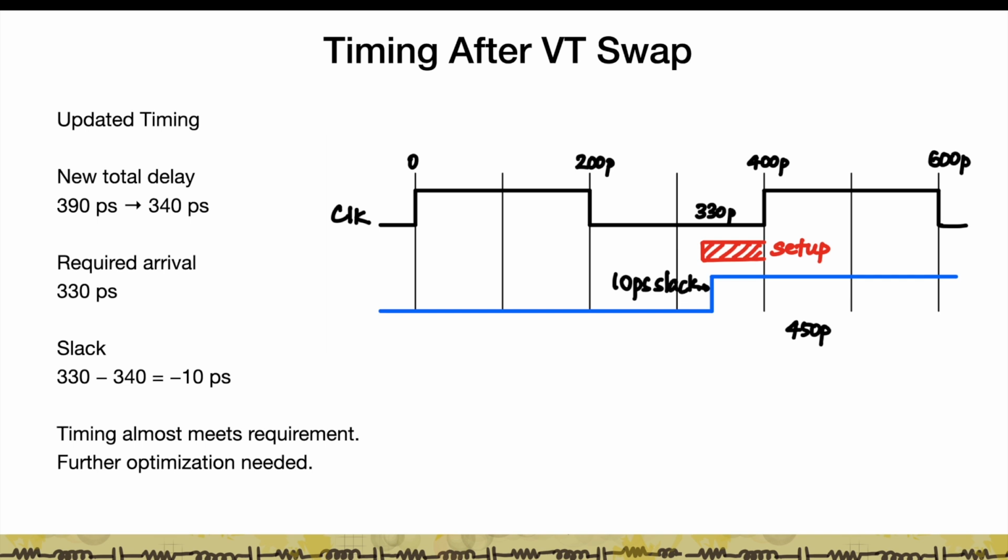A chip that's 10 picoseconds from failing timing will fail timing in silicon at worst case process corners at high temperature with power supply droop. 10 picoseconds of negative slack is not close enough. It needs to go to 0 and beyond. One more step.